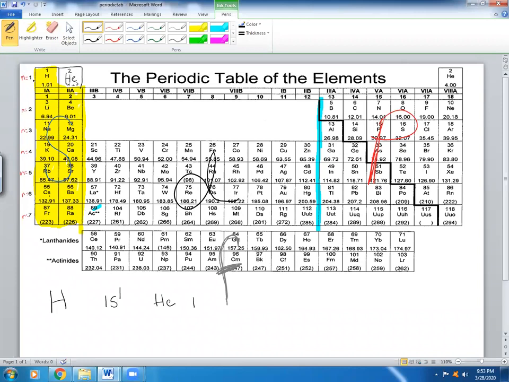So here it is, 1. This is the S area. Maybe I can highlight this to make sure that you know that's the S area.